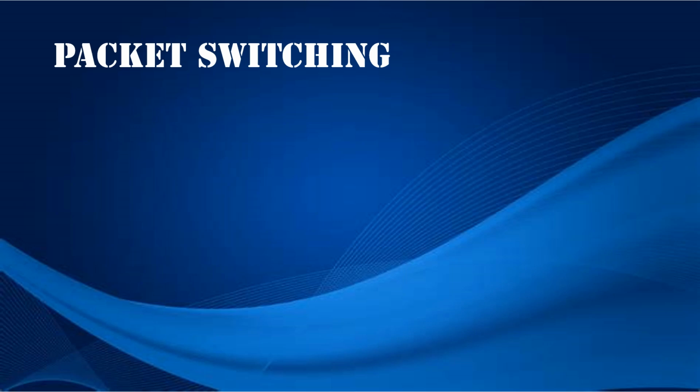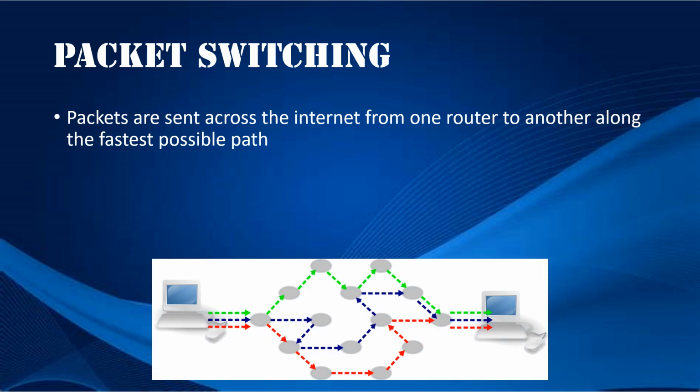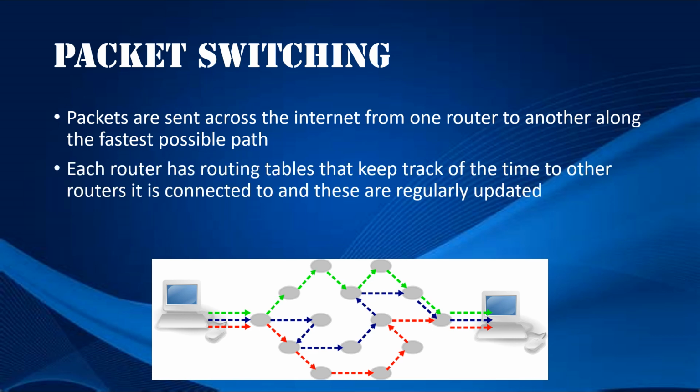The Internet relies on packet switching to transmit data as efficiently as possible. This is where packets are sent across the Internet from one router to another along the fastest possible path. Each router has routing tables that keep track of the time to other routers that it's connected to, and these are regularly updated. For instance, when a router puts a packet onto a particular path, then it needs to update that path so that it knows that there is more traffic on it.